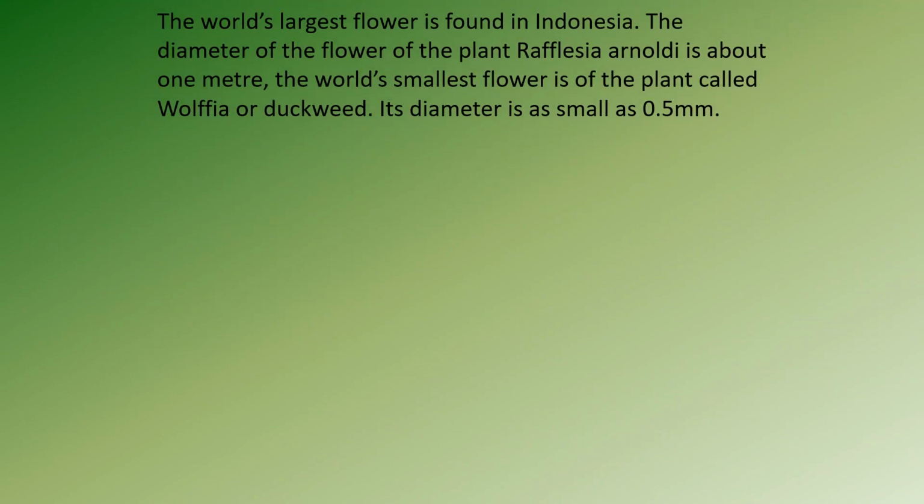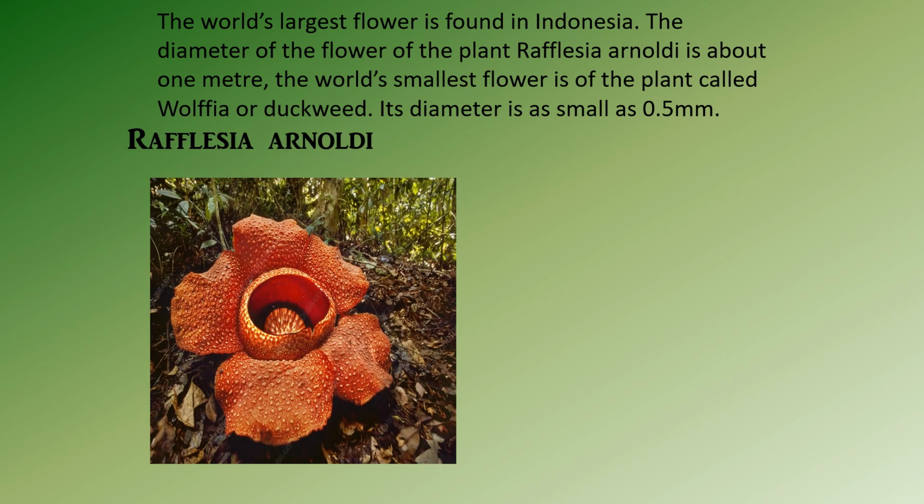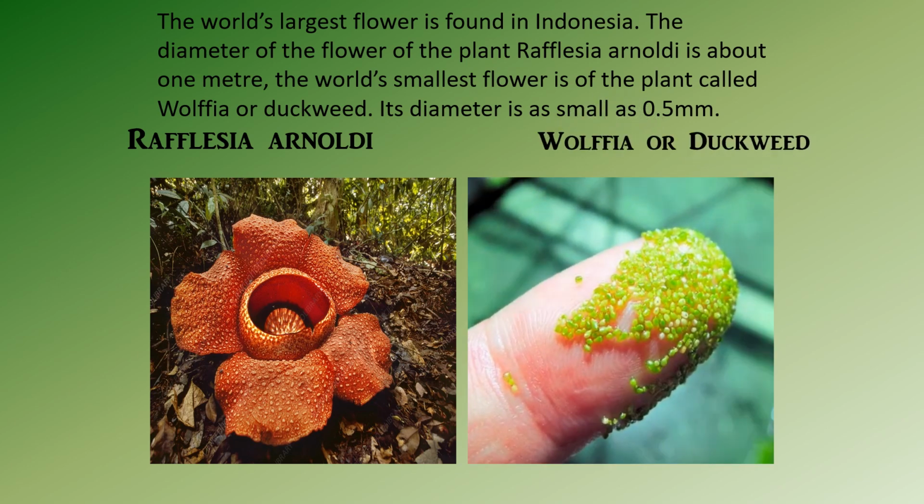The world's largest flower is found in Indonesia. The diameter of the flower of the plant Rafflesia arnoldii is about 1 meter, and the world's smallest flower is of the plant called Wolffia or duckweed. Its diameter is as small as 0.5 mm.